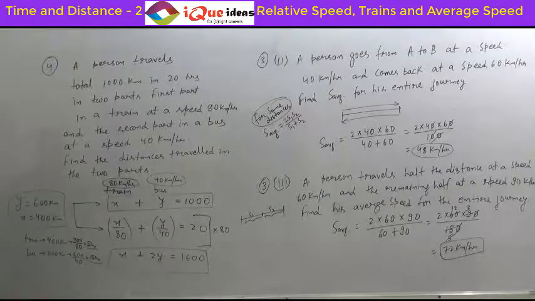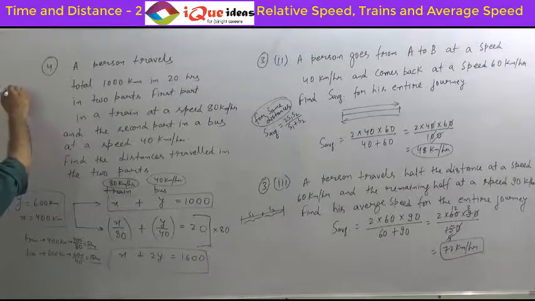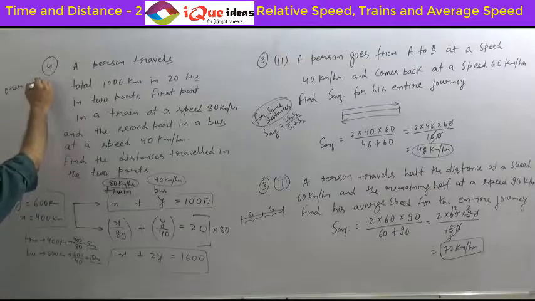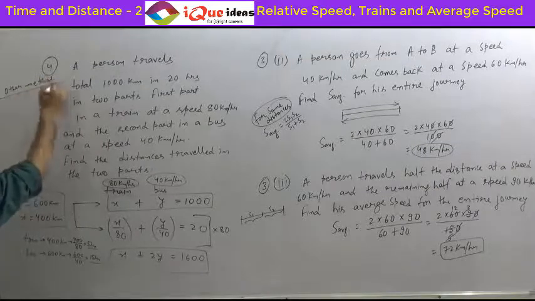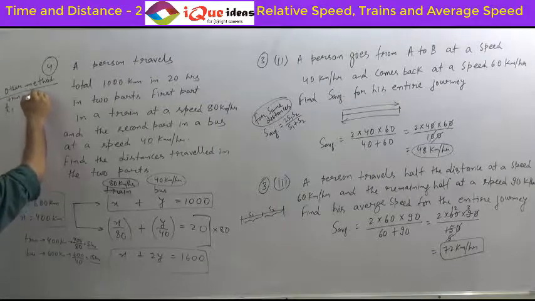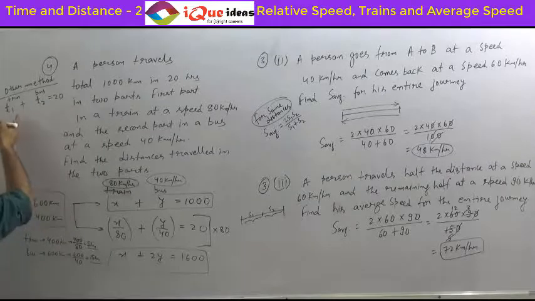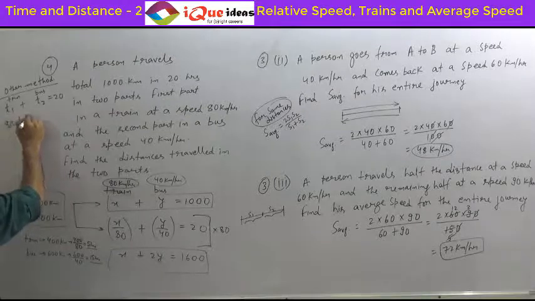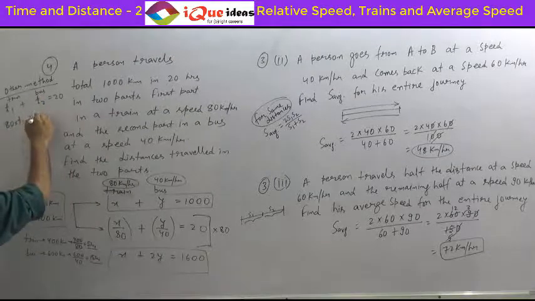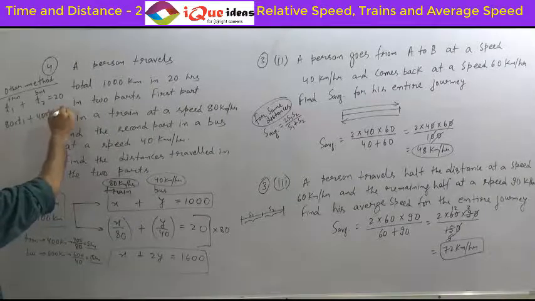If you assume the times to be t1 and t2, that is the other method. Suppose we take t1 time in the train and t2 time in the bus. Then the equation will be t1 plus t2 equal to 20. Then the distances traveled in the train: the time taken is t1, speed is 80, so 80 into t1. Now speed of the bus is 40, so 40 into t2. These are the distances traveled in the train and the bus. They should be equal to 1000.